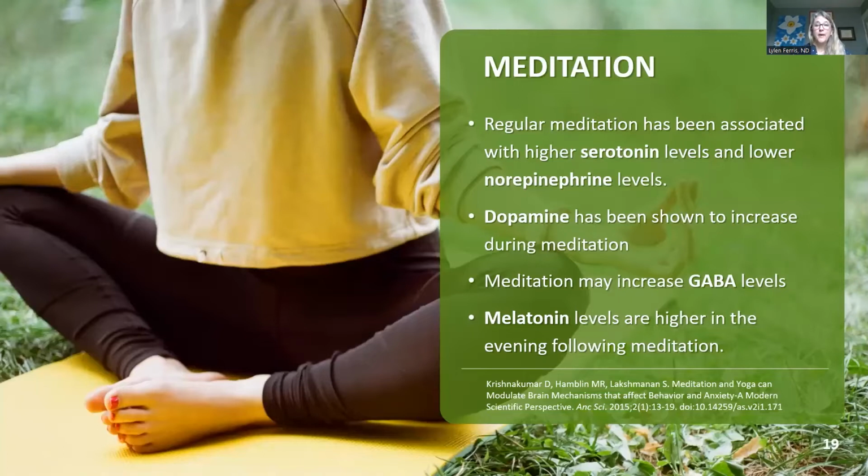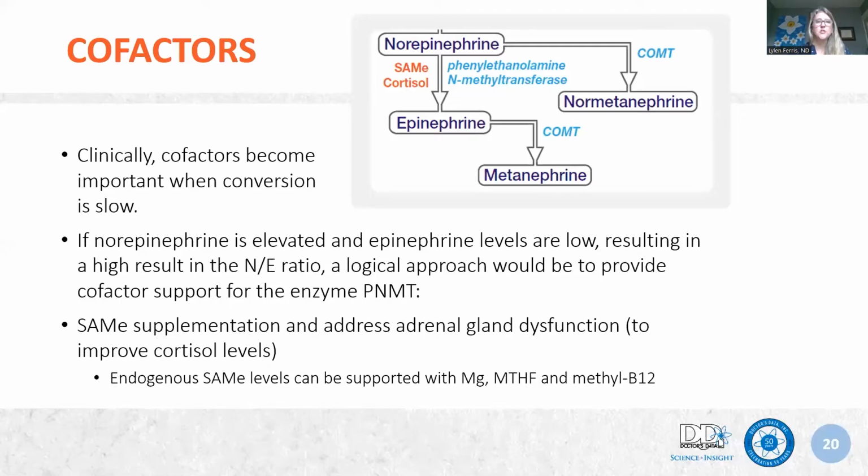Now, when it comes to mindfulness and meditation, there have been a number of studies that evaluate the effect of regular meditation on neurotransmitter levels. They found higher serotonin levels and lower norepinephrine levels when people who meditate are compared to those who do not. Meditation can also increase GABA, and higher melatonin levels are seen the night following meditation.